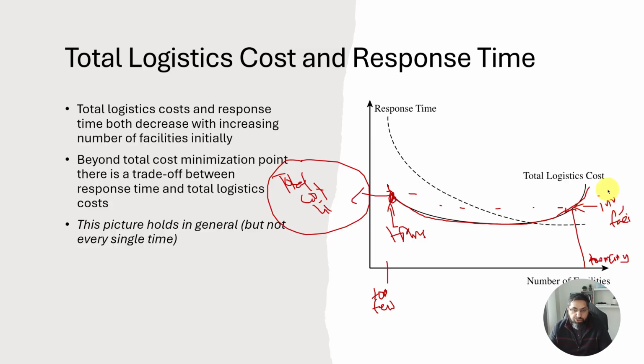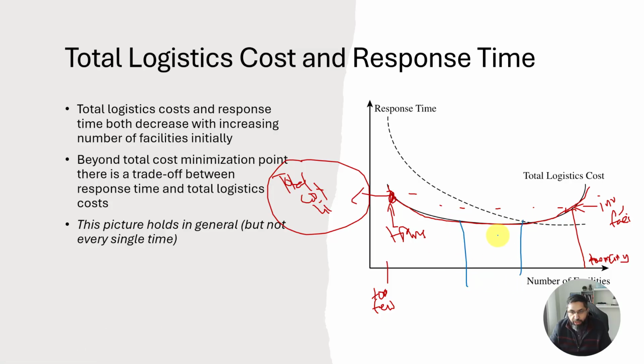So you can see this trade-off between transportation costs and inventory and facility costs. Too few facilities, transportation cost is too high. Too many facilities, inventory and facility costs are too high. So overall, your total cost becomes too high, whether you have too few or too many. So you want to be somewhere in the sweet spot, in the middle, which is somewhere here.